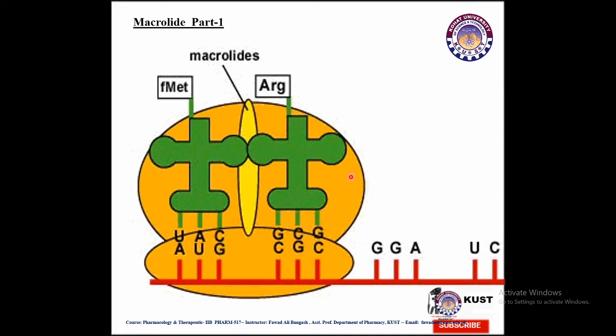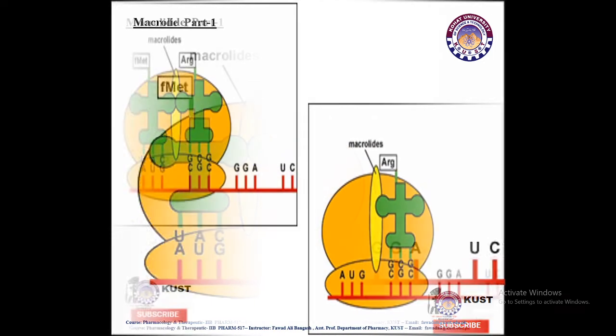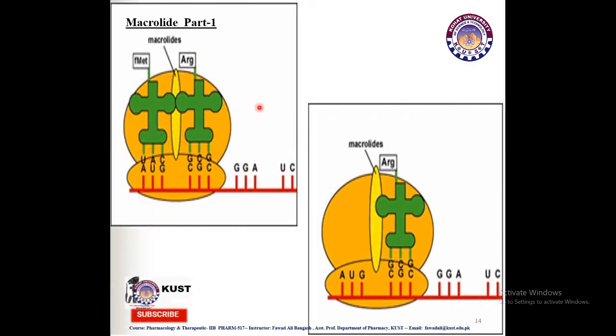This is an initiation complex. With the macrolide present, no peptide bond forms. In the presence of the macrolide, no peptide bond forms. This is a macrolide. They interrupt the initiation complex.